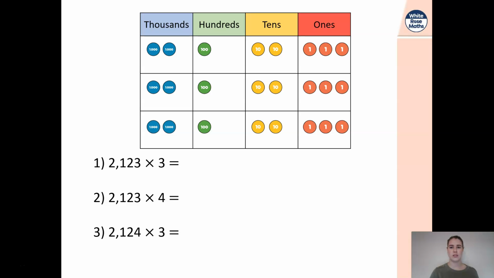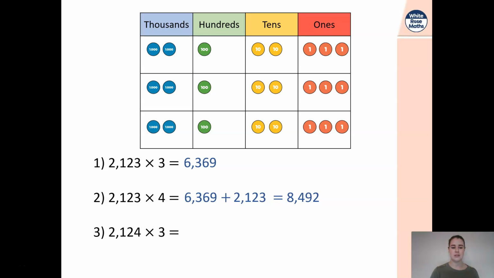Okay, well the first one, all we need to do is add the numbers that are written up in front of us on the chart. So we know the answer is 6,396. Now, number 2, 2,123 multiplied by 4. Well, we know that's going to be the same as the first answer, add an additional 2,123. So what we need to do is add those together and the answer is 8,492.